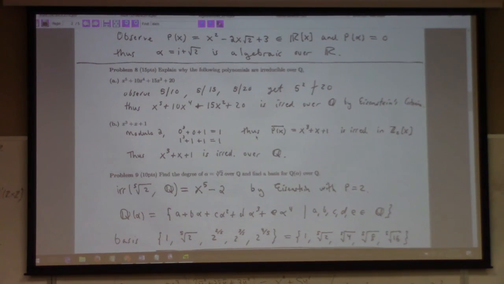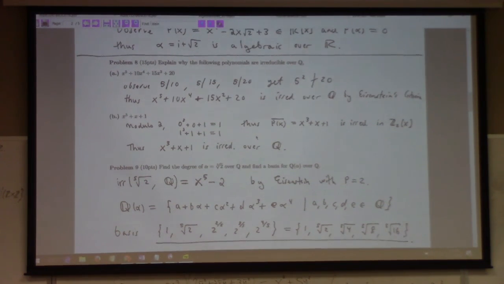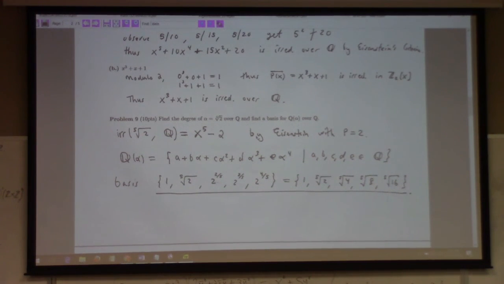Most of you got A. Most of you got B here. Many of you got 9. Not all. Almost all of you did not show me that the degree is 5. You tell me it's 5, that's great. But you can do better. You just say, by Eisenstein, that shows you that this is irreducible, and consequently that the degree is 5, right? My solution needs to be deducted a point because I didn't bother to say that the degree is 5.